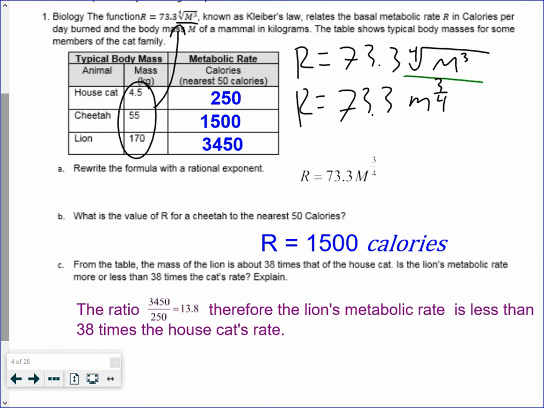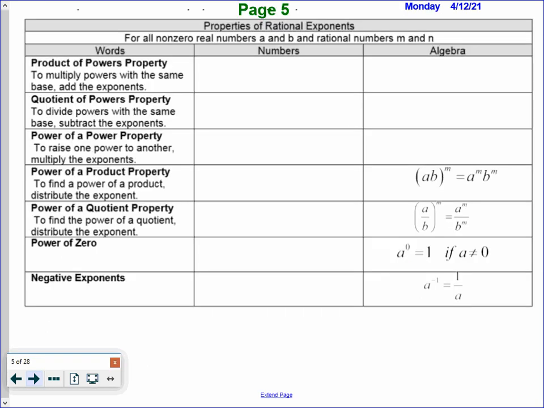So all we really did was fill out this table, and we used the table to answer A, B, and C. So on to page 5 here. On this page, what we're going to do is fill out all the properties of rational exponents.